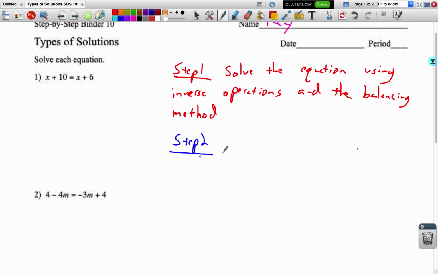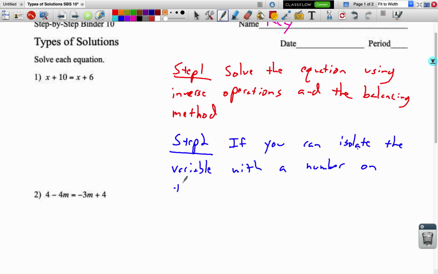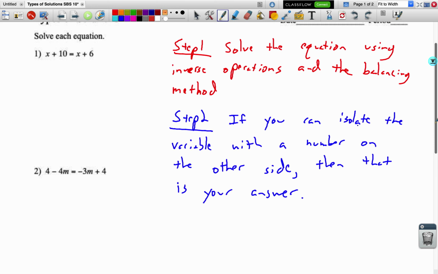Step two, if you can isolate the variable with a number on the other side, then that is your answer. If you can isolate the variable with a number on the other side, then that is your answer. This problem has one solution.